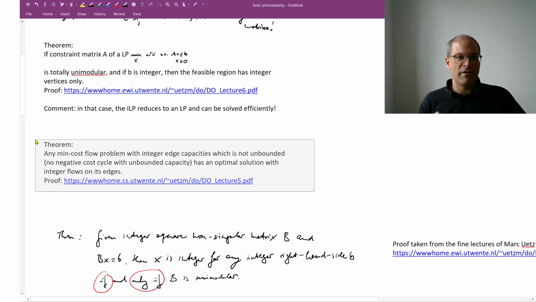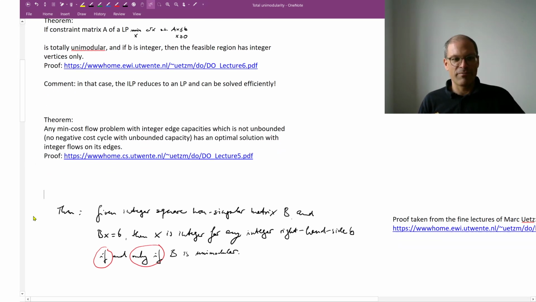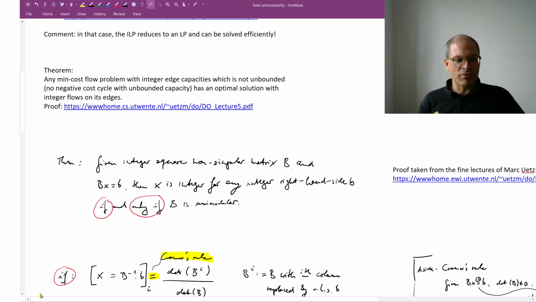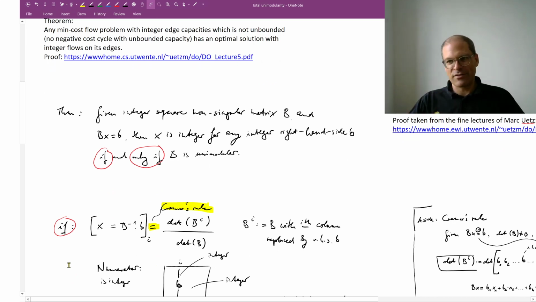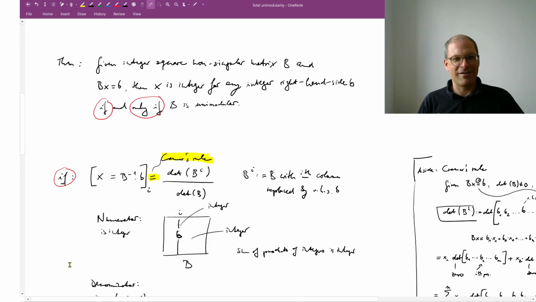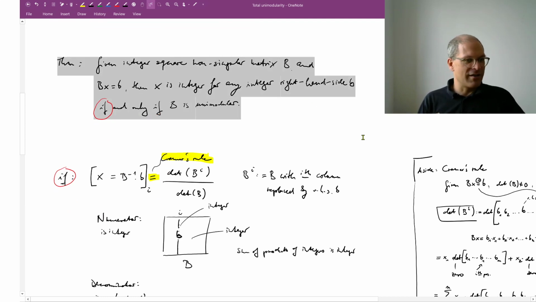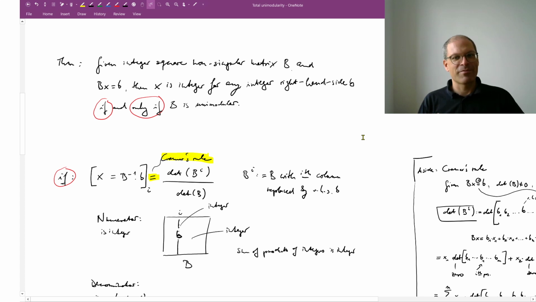It turns out that the incidence matrix of any directed acyclic graph is totally unimodular, or a slightly different formulation here, a min-cost flow problem with integer edge capacities, which, as long as it doesn't have unbounded capacity, has an optimal solution with integer flows on its edges. And now the only proof that I wanted to sketch briefly, because this is, in this series of theorems, the one where the integrality really comes in, is this one here. And I don't have time to walk you through it in detail, but I give you the outline.